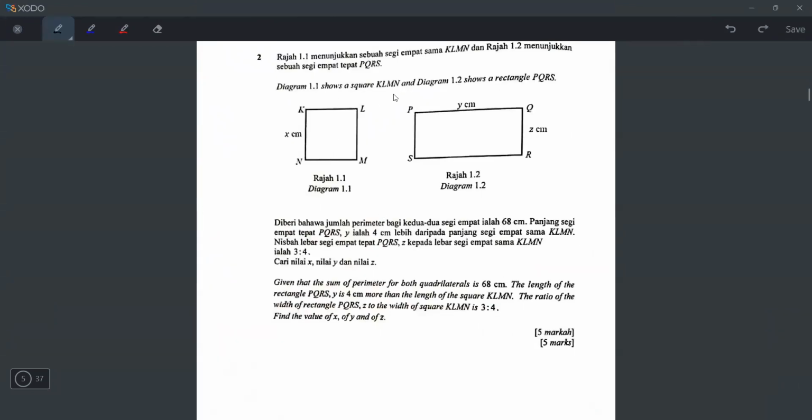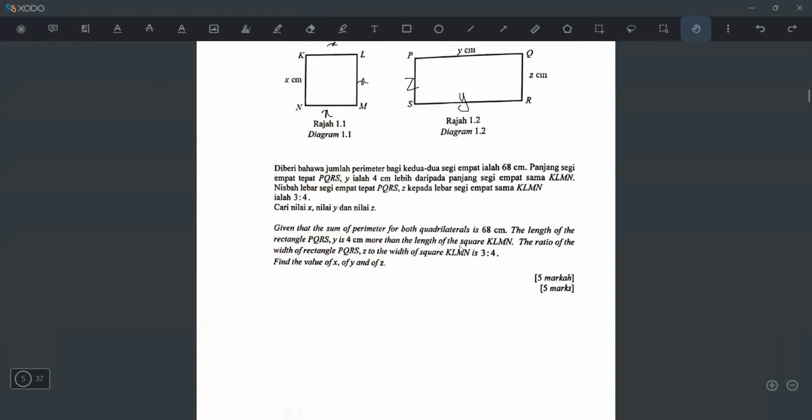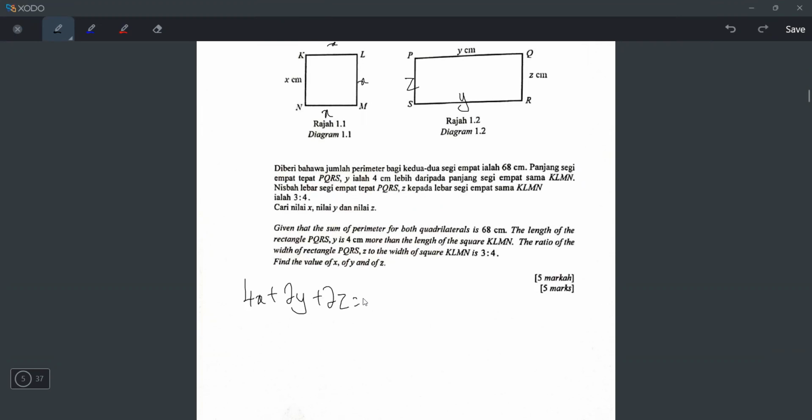Diagram 1.1 shows a square KLMN. So a square has equal sides, all the same length. Diagram 1.2 shows a rectangle PQRS, so here is y and here also y, here is z and here also z. Given that the sum of the perimeters of both quadrilaterals is 68. So the sum of both perimeters means x plus x plus x plus x, so 4x, plus y plus y, 2y, and then z plus z is 2z, equals 68. Sum of the two perimeters. And then everything can be divided by 2. So 2x plus y plus z equals 34, and we have our equation 1.